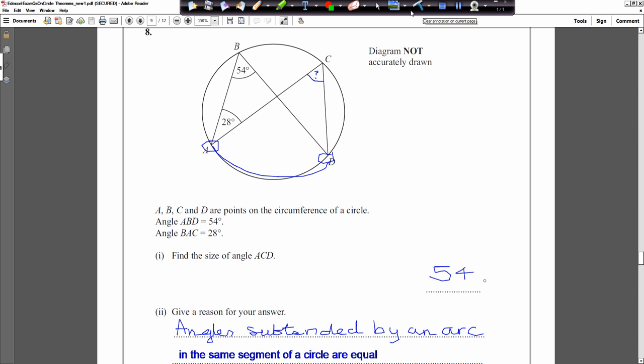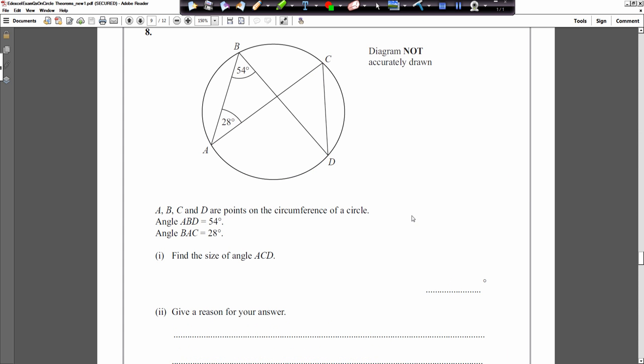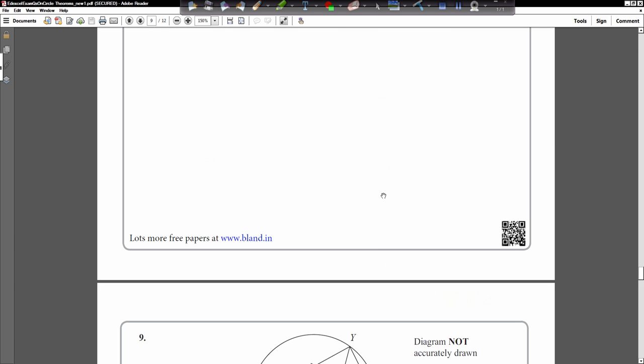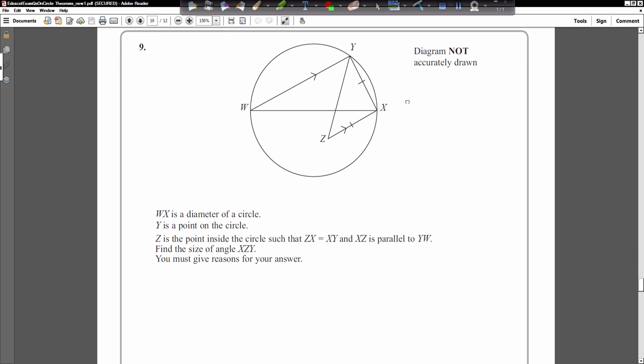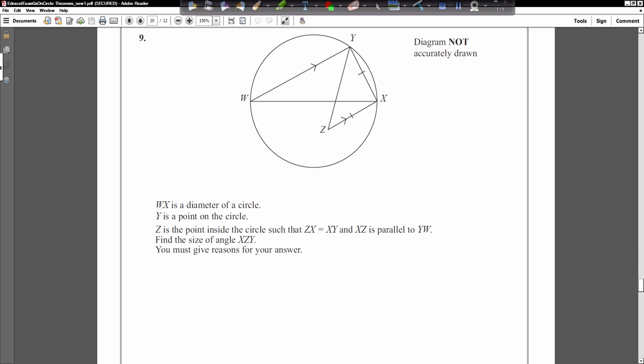Is there any more part of that question? Is that it? That's it. Let's move on then. Okay, let's go to this text mode. Go to bounce mode. Okay, question number 9.